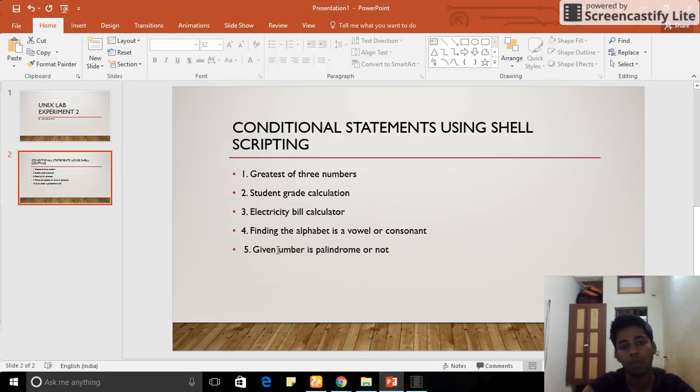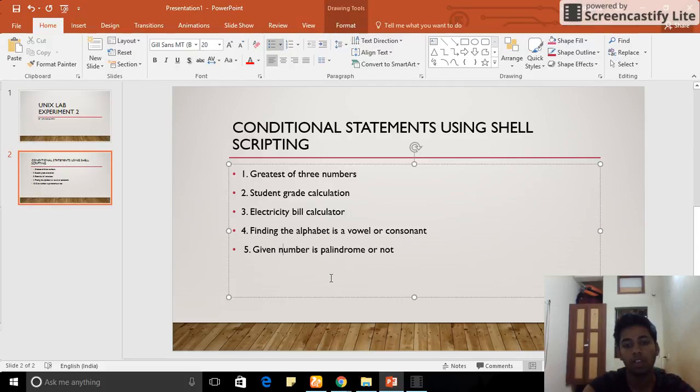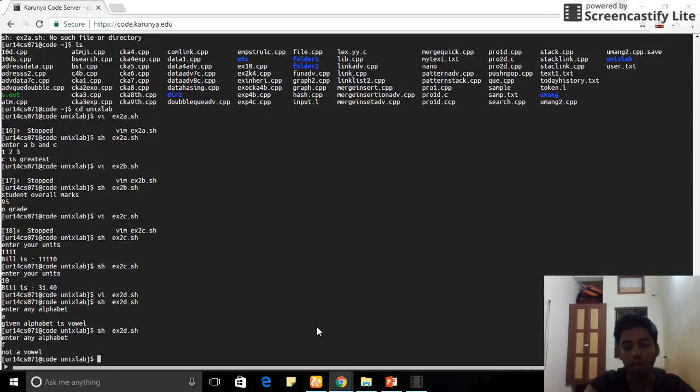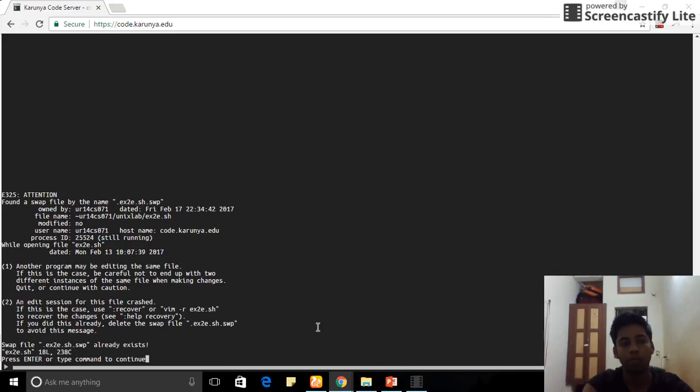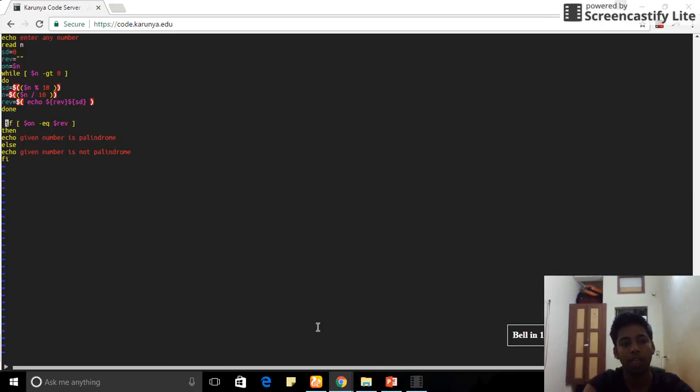Last is, given number is a palindrome or not. So for palindrome, actually what is a palindrome? A palindrome is a number or word that, if you read it from the forward side or the backward side, is the same. Malayalam is a palindrome word, because if I read Malayalam forward and then read it in reverse, the sound will come as the same.